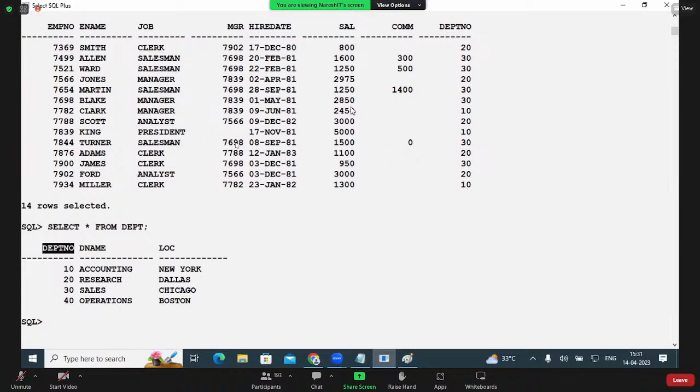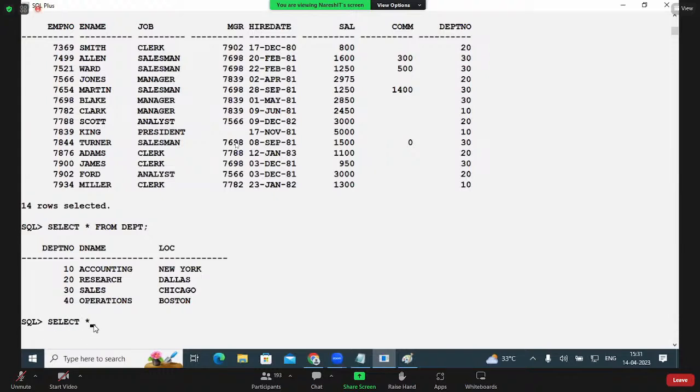Now see, in department number of EMP table and department number of DEPT table, what is common? 20. Is 20 there? Yes, matching. 10. Is 10 there? Yes, matching. 30. Is 30 there? Yes, matching. 40? Not there. So that means the matchings are 10, 20, 30.